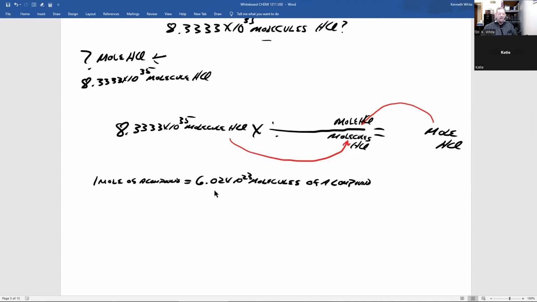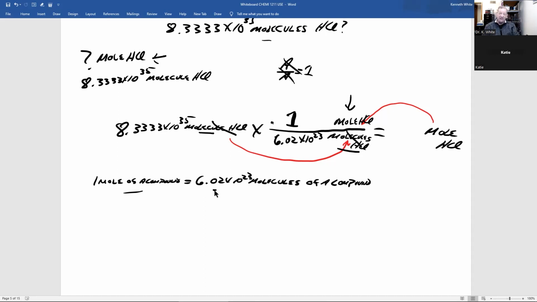So where do I get these numbers to go in this ratio? 1 mole of a compound, in this case HCl, equals Avogadro's number of molecules of HCl. Now, before I pick up my calculator, I'll check my units. Notice this is molecules of HCl divided by molecules. And anything divided by itself equals 1, which means it cancels out. This cancels out. I'm left with moles of HCl.